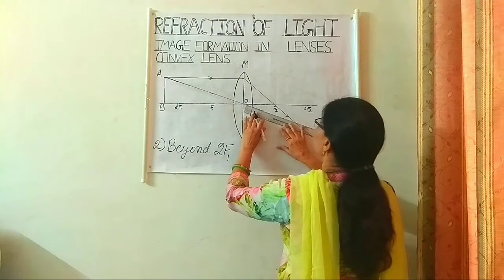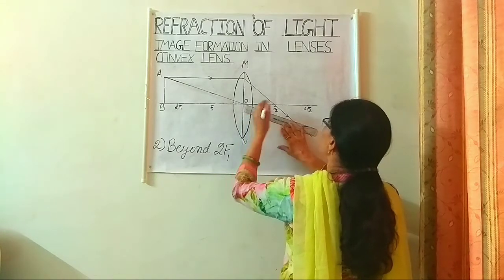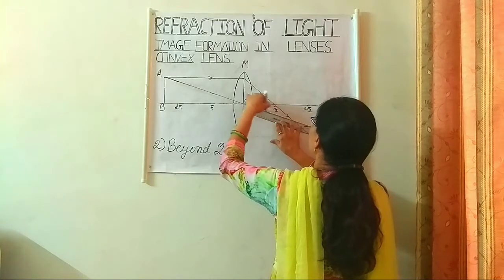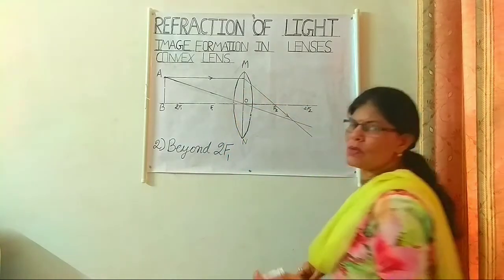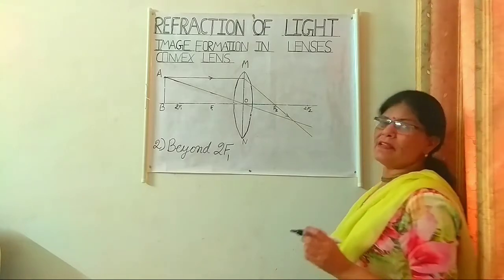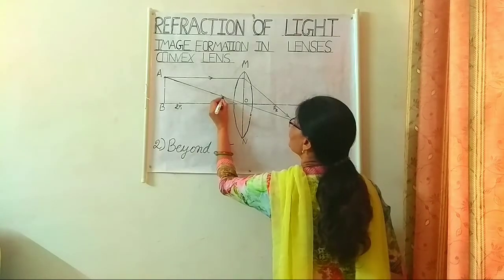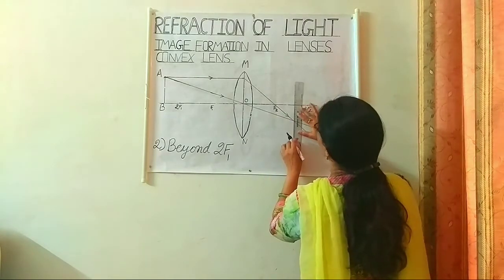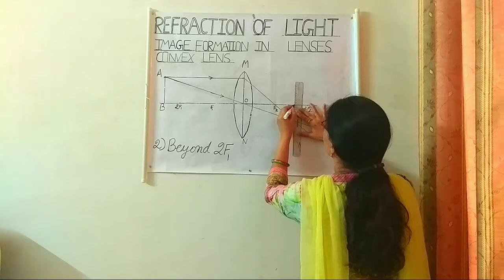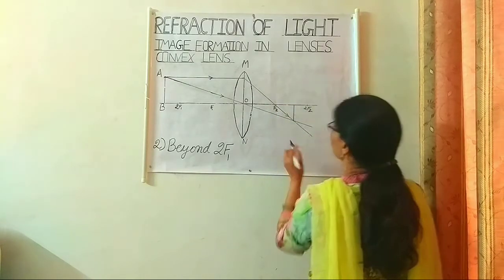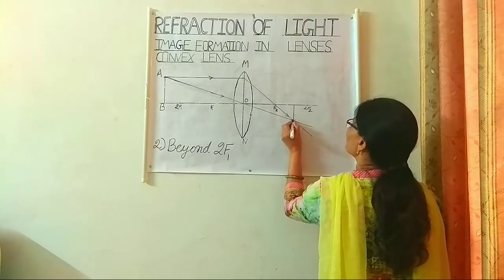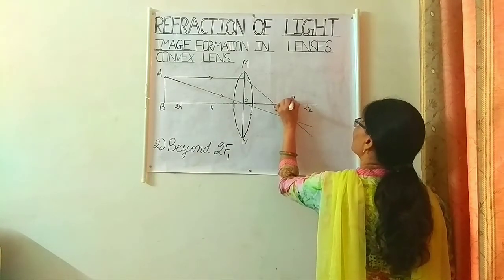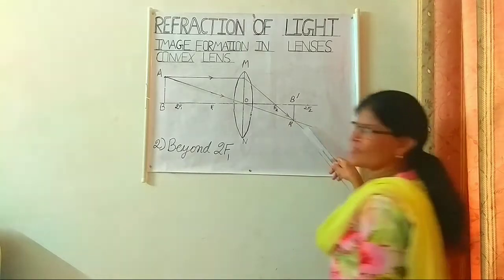When an incident ray passes through the optical center of the lens, it will go as it is without any refraction. So the arrow should be in this direction only. And the place where these two rays meet is our image formation. This is A dash and B dash. This is our image.